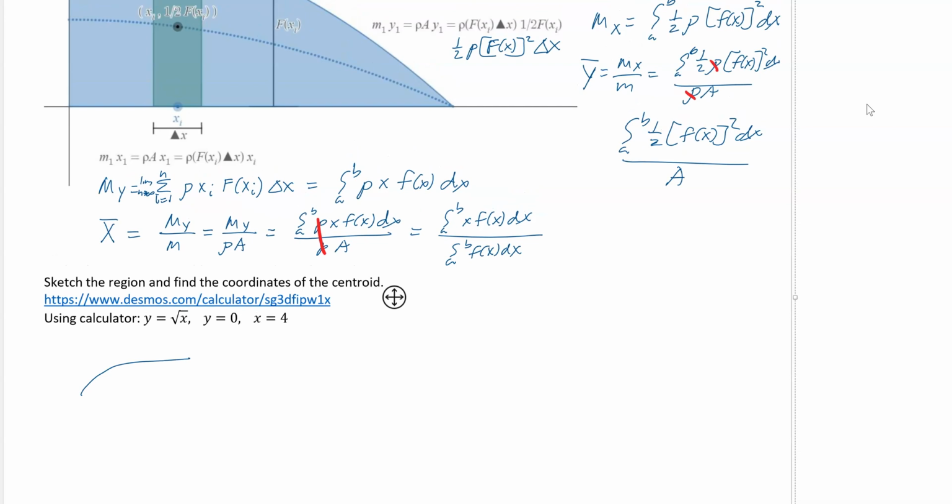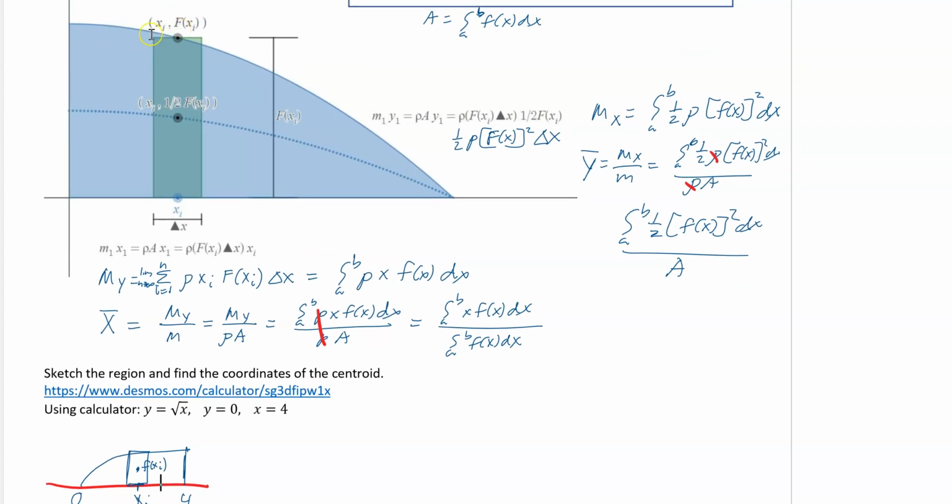So we want this and this, and we're going from 0 to 4. And so that would be our rectangle that we're dealing with, and that's our center point. That would be our x sub i, and that would be our f of x sub i. Just like that. So basically, if you look at the height of our rectangle, that's what we're looking at for our f of x. Whatever's the height of this thing is our f of x.